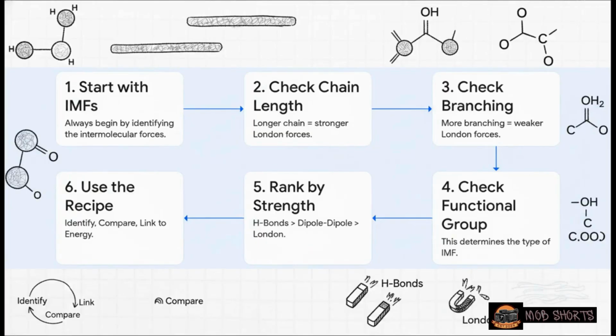And before we finish up, here is your ultimate checklist. Screenshot this, write it down, stick it on your wall. Whenever you get a question on this topic, just run through this list. Always start with IMFs. Check for differences in chain length, branching, and functional groups. Always remember the strength order. And please always use that 3-step recipe. Identify, compare, and link to energy.